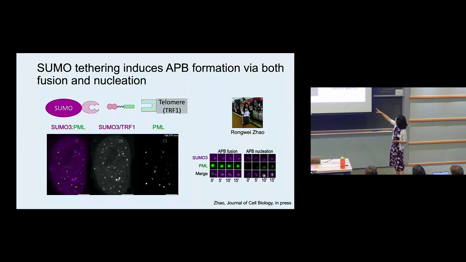And then she can also see where sometimes you see a SUMO dot, and the PML just gradually increases intensity. You don't see another PML body fly over and then merge with the existing SUMO dot. And we call that a nucleation model.